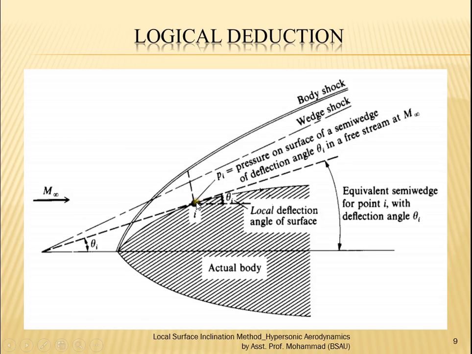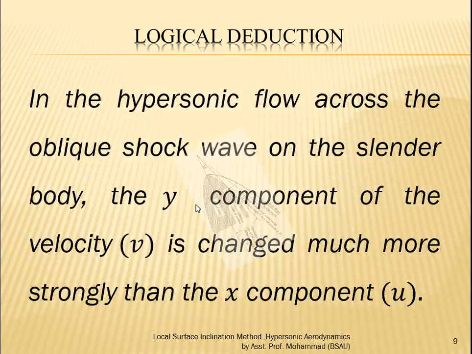That's what it actually means. We are resolving the flow along the surface and perpendicular to it. So the changes along the surface will be smaller compared to the changes in the normal direction. That's what it means actually. So in the hypersonic flow across the oblique shock wave on the cylinder body, the y component of the velocity v is changed much more strongly than the x component. Let us just see how it actually happens.